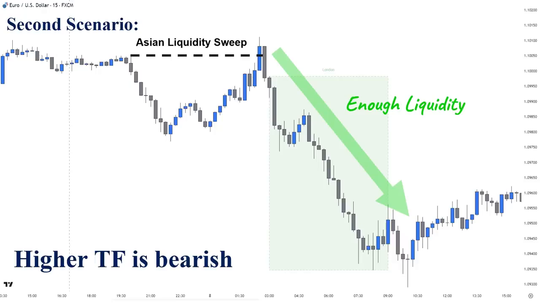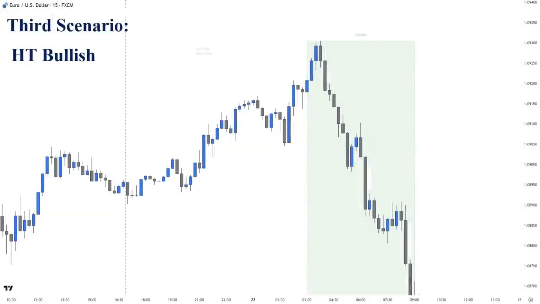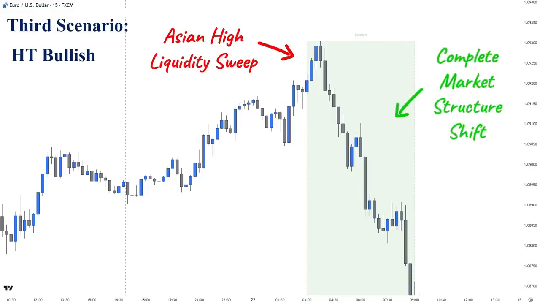In the final scenario, the price heads for sweeping liquidity beyond the high or low of the day that the Asian session created. Then we witness a complete shift in the market direction. Now let's see some real chart examples to show you step by step what's going through our mind when the London kill zone starts.